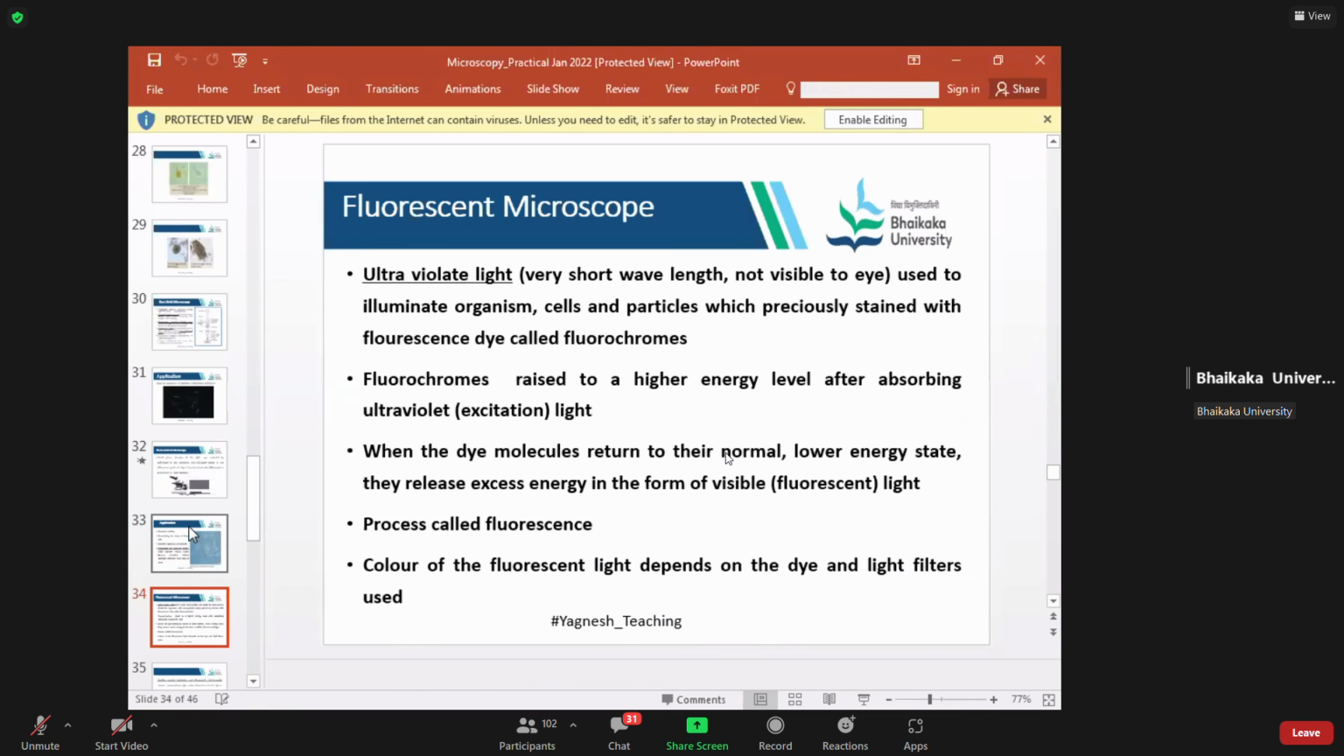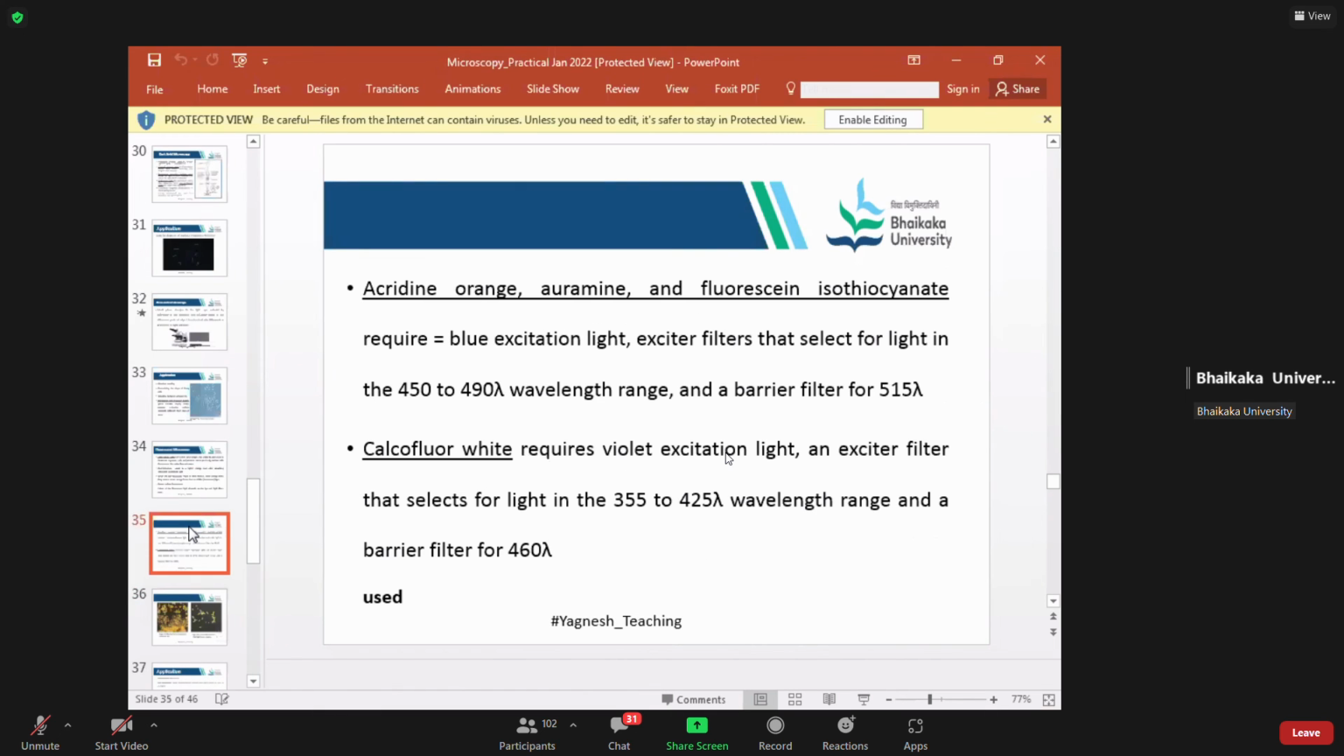Fluorescent microscopic method, ultraviolet light. I'm just reading the principle. Ultraviolet light, very short wavelength, not visible to the eye, is used to illuminate the organisms, cells, and particles which were previously stained with a fluorescent dye called fluorochromes. So you can use a fluorescent dye, and this is examined under the fluorescent microscope. Structures are illuminated differently and give a fluorescent color.